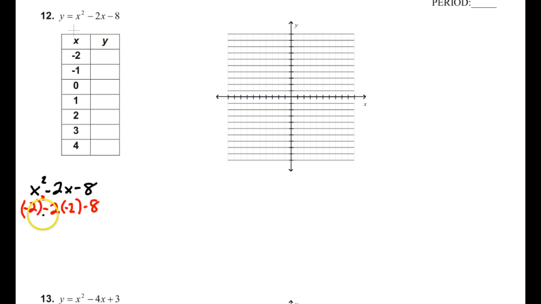If it helps, break it up into 3 parts. You're going to have the negative 2 squared, you're going to have the negative 2 times negative 2, and then just the negative 8. Negative 8 just comes down. Usually the number on the end, the C value they call that, just gets brought down most of the way.